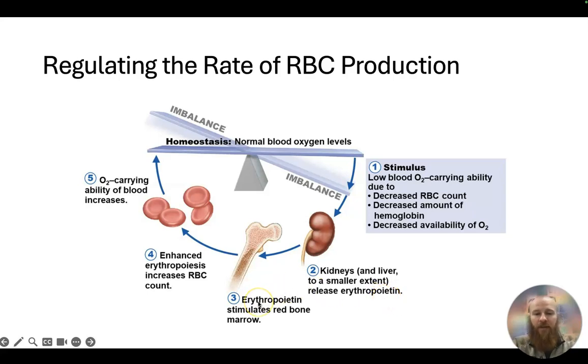This erythropoietin goes to stimulate red bone marrow, and then that red bone marrow is going to basically experience some enhanced erythropoiesis, some red blood cell formation, which is going to increase our red blood cell count. And that ultimately, by increasing the red blood cell count, we hope will lead to increased oxygen carrying ability of the blood overall.